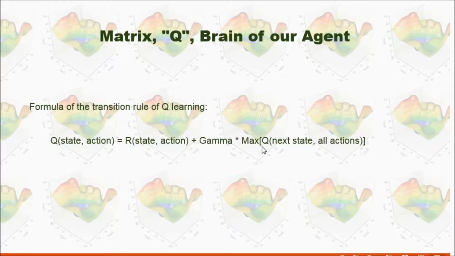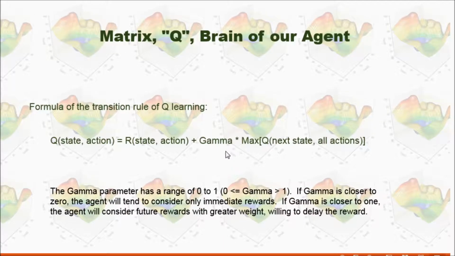And we take the max value times gamma. What is gamma? The gamma parameter has a range of 0 to 1. If gamma is very small, the agent will tend to consider only immediate reward. If gamma is closer to 1, then the agent will consider more about the future reward.